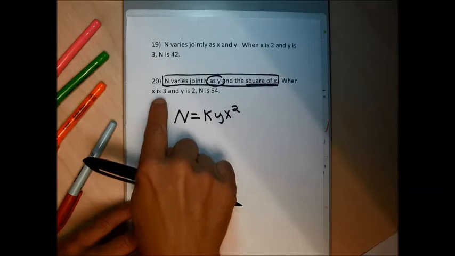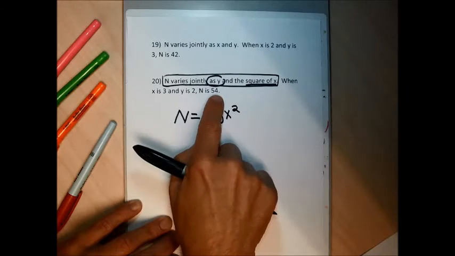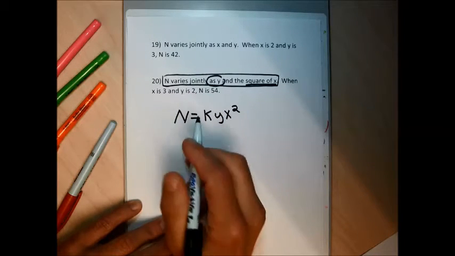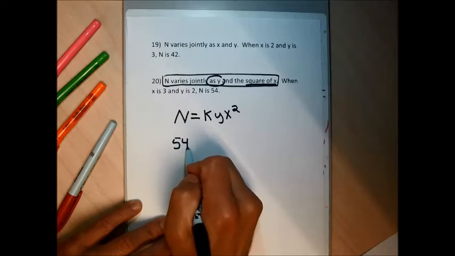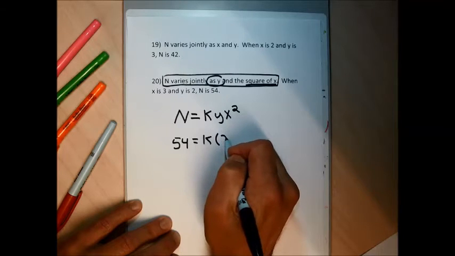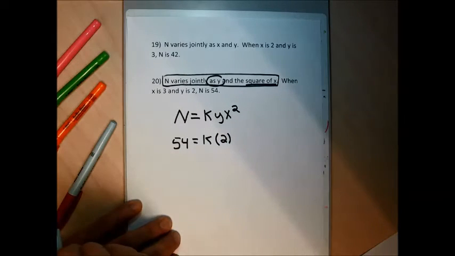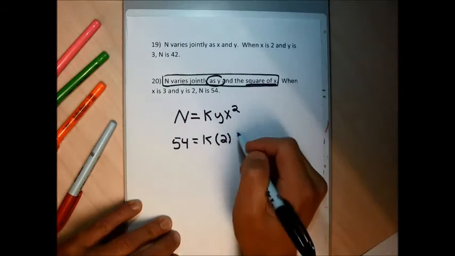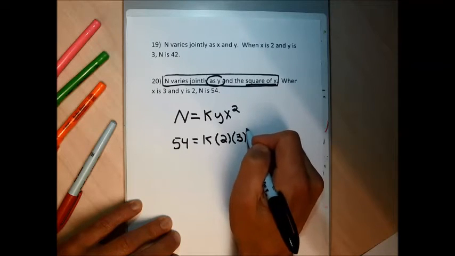Now I'm going to plug 3 in for x, 2 in for y, and 54 in for n. So the n is going to be 54. The k is going to be k. The y is going to be 2. I'm going to put it in parentheses because there are so many terms being multiplied. And the x is going to be a 3. I'm also going to put it in parentheses.